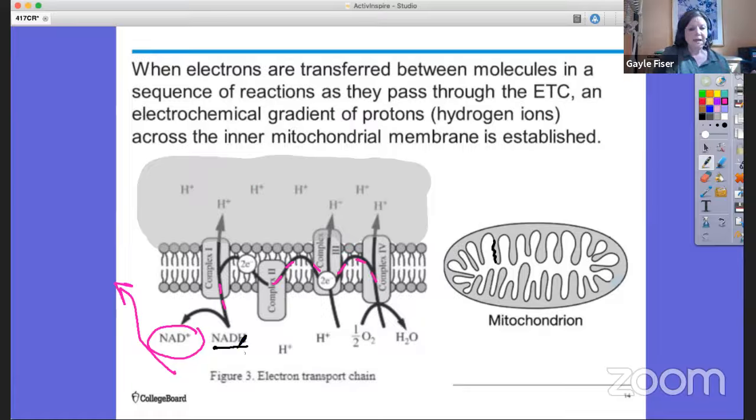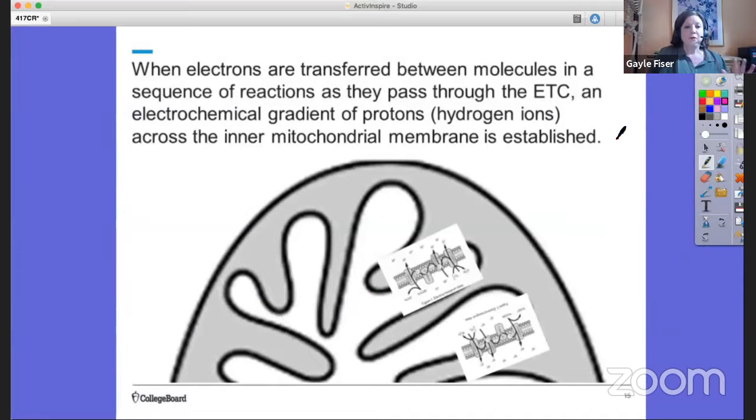But what's going on right now is there are hydrogen ions, and they're going to go against the gradient to the other side. So this hydrogen ion concentration gradient is being built in this intermembrane space. Remember that was compartmentalized for an enzymatic reaction to occur. So that's how they're getting there. The NADH is coming in and is leaving as NAD+. Hydrogen ions are getting pushed across the gradient, and the electrons are now on the membrane chain. So when electrons are transferred between molecules in a sequence of reactions as they pass through the electron transport chain, an electrochemical gradient of protons, hydrogen ions, across the inner mitochondrial membrane is established.